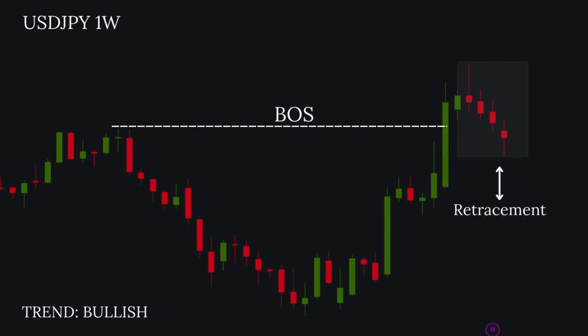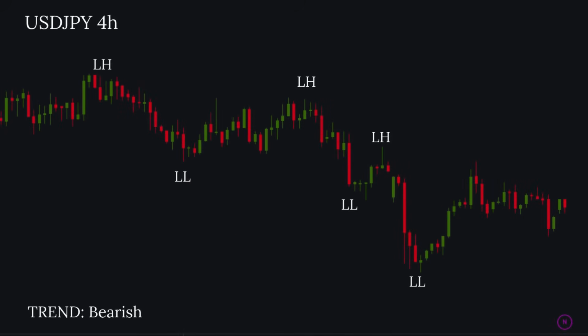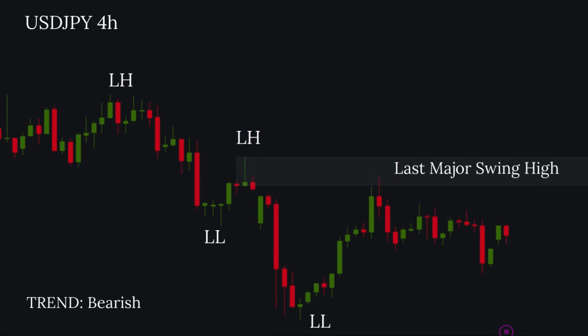On USDJPY, the market on the weekly time frame is clearly bullish, but at the moment it's undergoing a retracement. That retracement shows up as a temporary downtrend when we look at the 4-hour time frame, and this is where many day traders take advantage of shorting opportunities while price corrects lower to fill a weekly fair value gap. But here's where things get interesting.